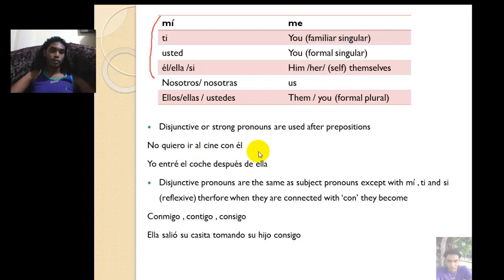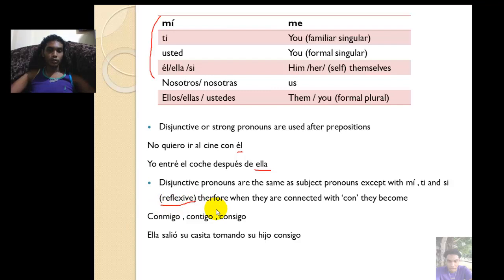So before we would have seen that lo and le would connote him, but now we're using él after prepositions. So just take a quick note of this. Yo entré en el coche después de ella. I entered the car after her. So this is her, de ella. After a preposition, we use the disjunctive pronouns. These are the same, therefore, except with me, tú, and sí. Now we would explain sí a little later because it's reflexive.